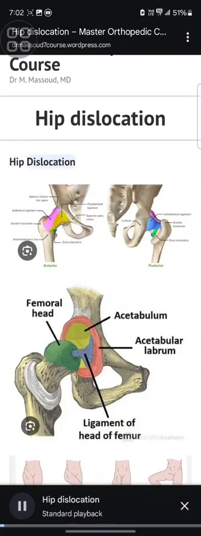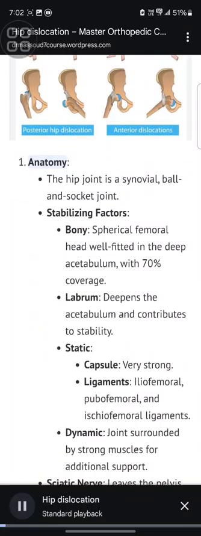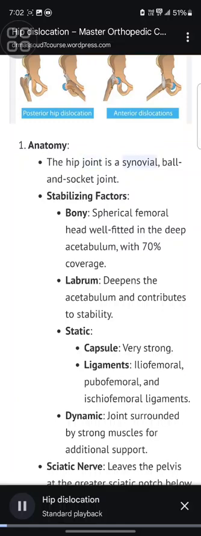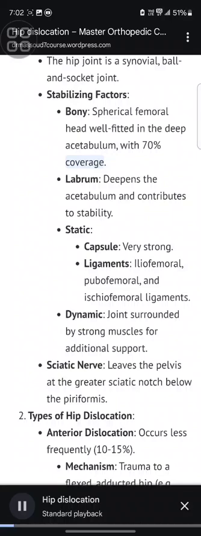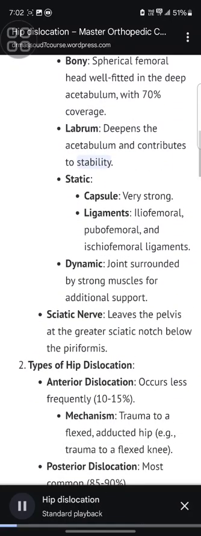Hip dislocation. 1. Anatomy. The hip joint is a synovial, ball and socket joint. Stabilizing factors. Bony: spherical femoral head well fitted in the deep acetabulum, with 70% coverage. Labrum: deepens the acetabulum and contributes to stability.